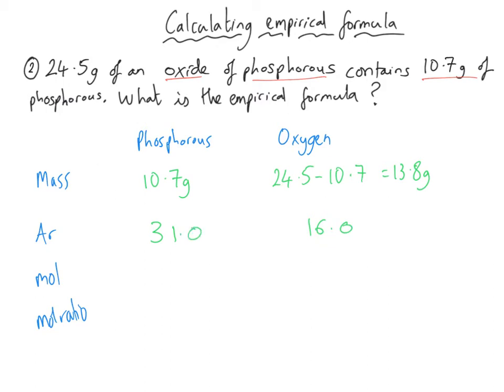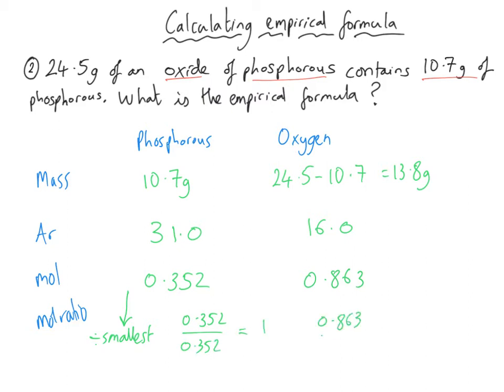And so to calculate the moles, we have got 0.352 for phosphorus, and then 0.863 for oxygen. Now this one's a lot harder. We can't tell by inspection what the ratio is. So the trick here, and we could have done it on the previous one, is to divide it by the smallest, because anything divided by itself is going to be 1. So the phosphorus is going to end up being 0.352 divided by 0.352. That gives us 1. And 0.863 divided by 0.352 will give us another number.